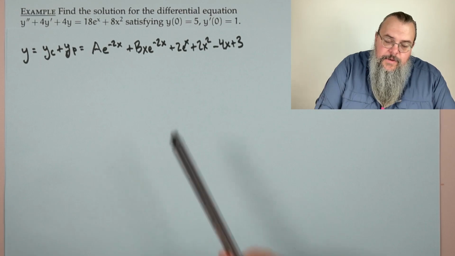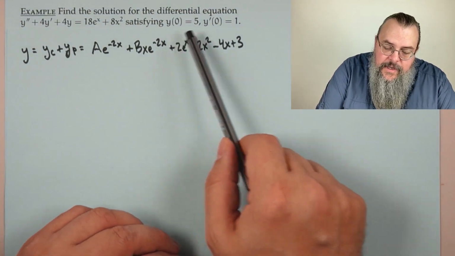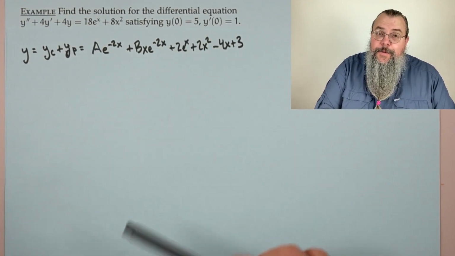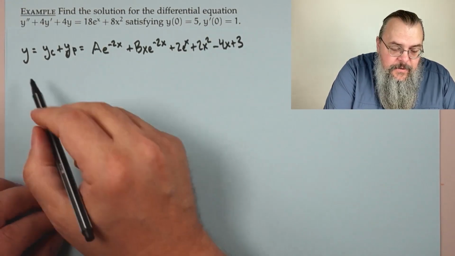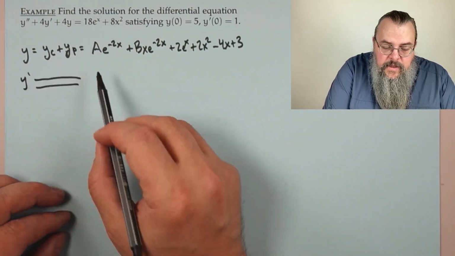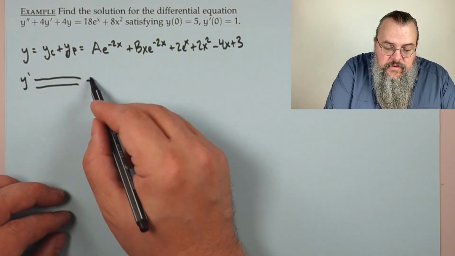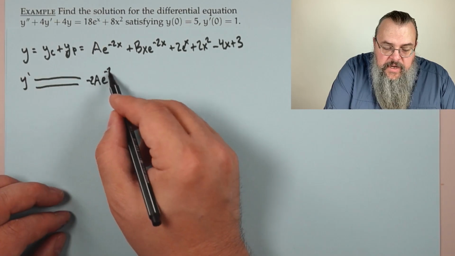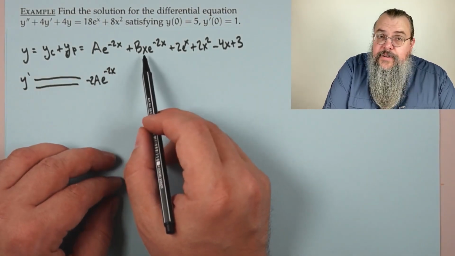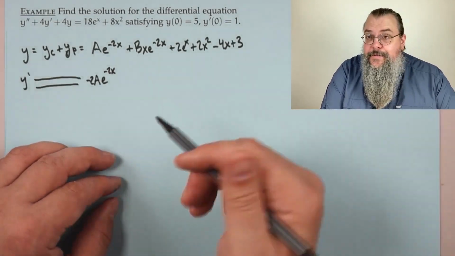Now we see we have a y of 0 and a y prime of 0. So we already have y. We better write down y prime. So what is y prime? Well, that is minus 2a e to the minus 2x. Here we'll have to do product rule because there's x e to the minus 2x, two functions.